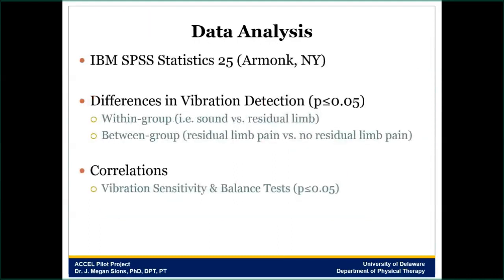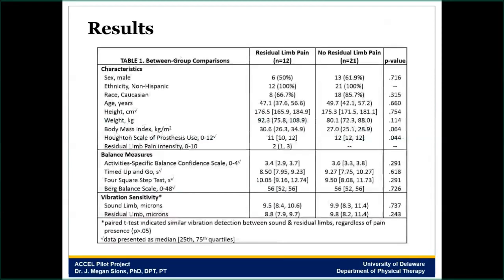For data analysis, we're using SPSS statistics. We're looking at the differences in vibration detection between the sound limb and that amputated limb, and also between groups, so between those with and without residual limb pain. And then we're looking at correlations between their ability to detect vibration and these different balance tests. So here you can see that we've recruited so far 12 individuals with residual limb pain out of our sample target of 25 and 21 without residual limb pain, with our target again being 25. And you can see that generally speaking for characteristics, it's very similar between the two groups at this point in time.